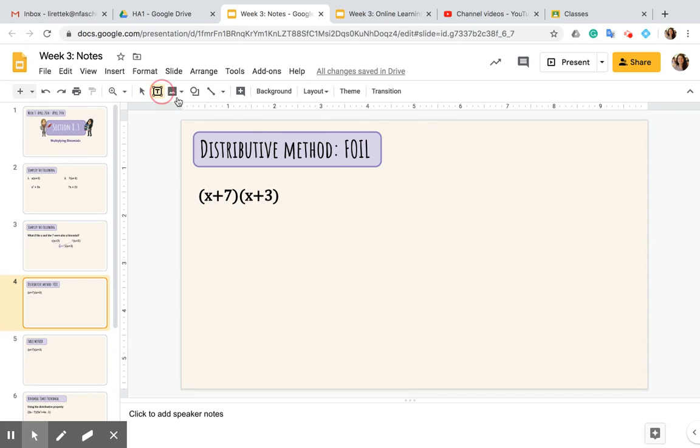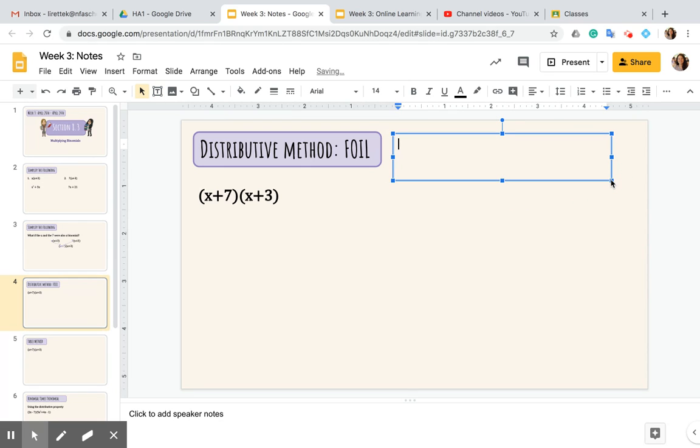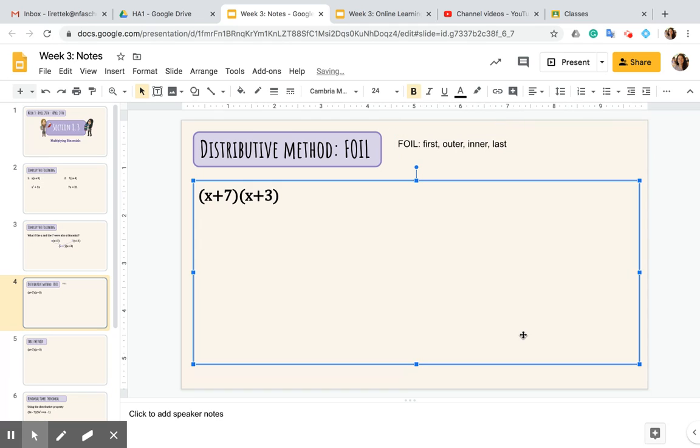Okay, so off to the side here, I'm actually going to type what FOIL stands for. It's an acronym. I want to capitalize it, FOIL. Each of those letters stands for a word. It's basically telling you the order in which you're going to multiply. It stands for first, outer, inner, and last.